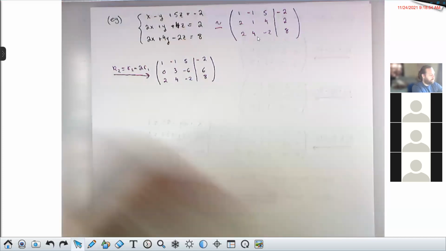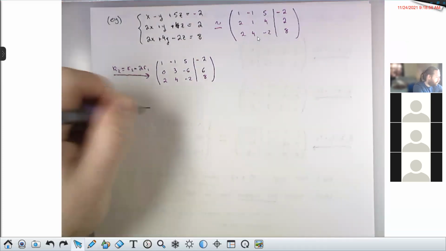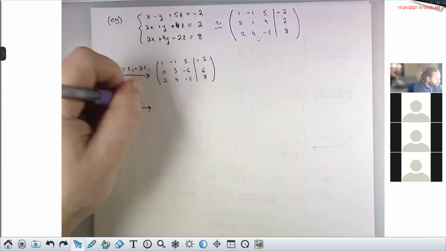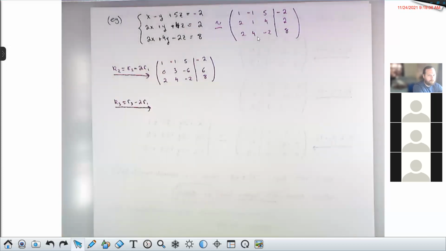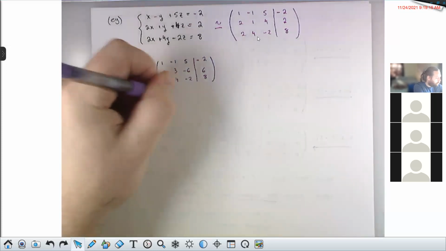I want to do the same thing to row 3. I want to kill this too. So my new row 3 will be my old row 3 minus 2 copies of my old row 1. In other words, I'm multiplying row 1 by -2, adding it to row 3. Rows 1 and 2 don't change.